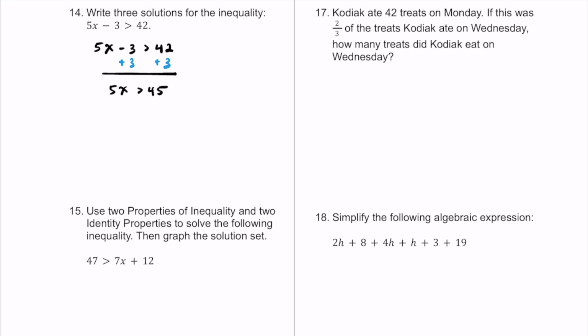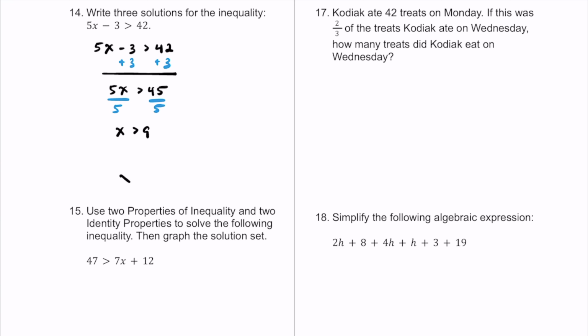Again, that plus 3 and minus 3 becomes 0. I'm just not writing that right now. And then we can also divide both sides by 5 using the division property of inequality. We get 1x, or just x, is greater than 9. So any number that's greater than 9 will make this inequality true.